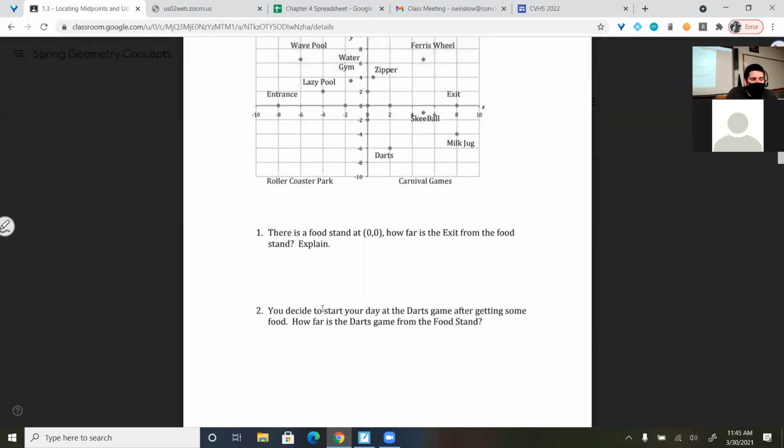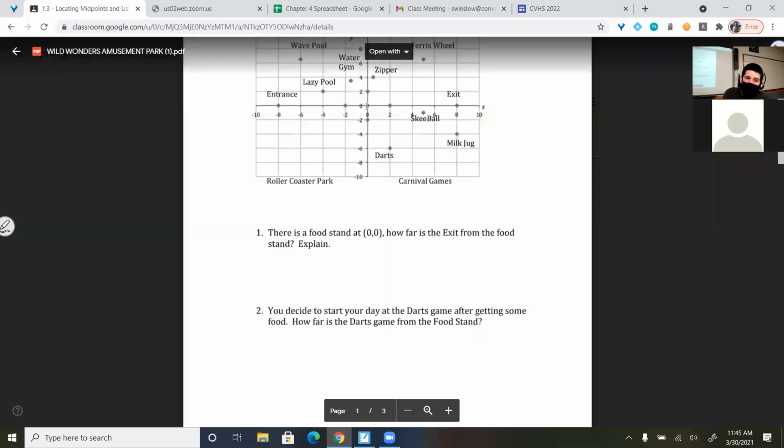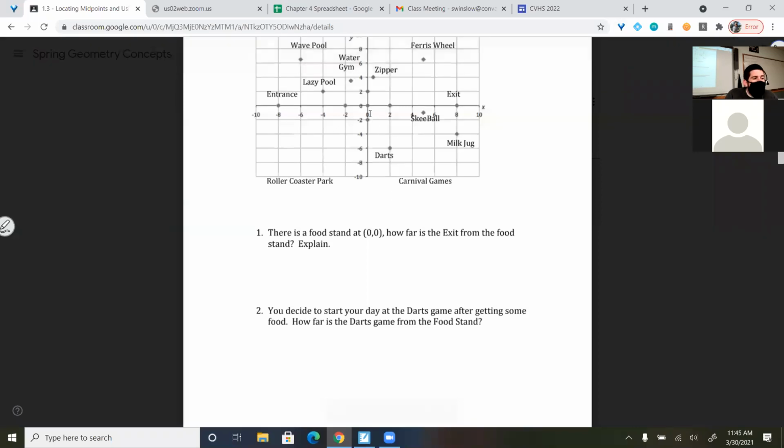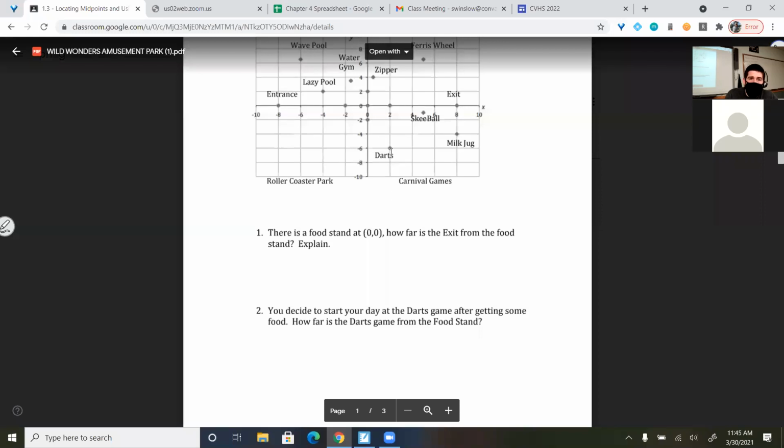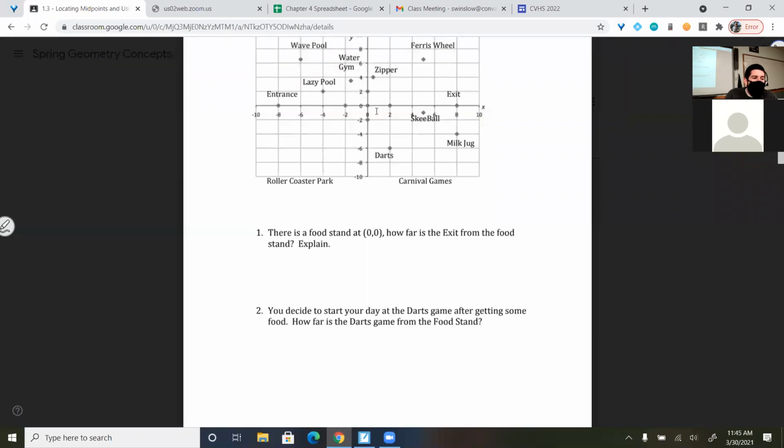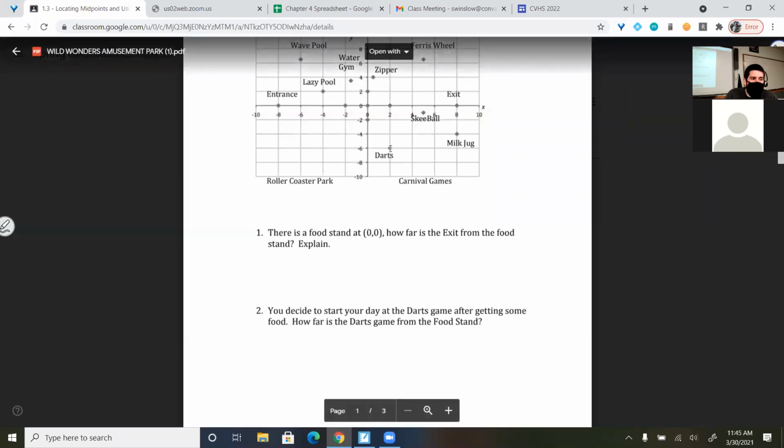Now, number 2 says you decide to start your day at the darts game after getting some food. How far is the darts game from the food stand? So the next question isn't as intuitive. You can't just count. You're going from 0, 0 to 2, -6. Once again, you're going the distance to the darts game, so you want to use the distance formula from 0, 0 to 2, -6.